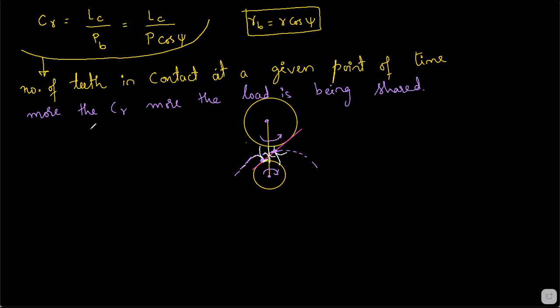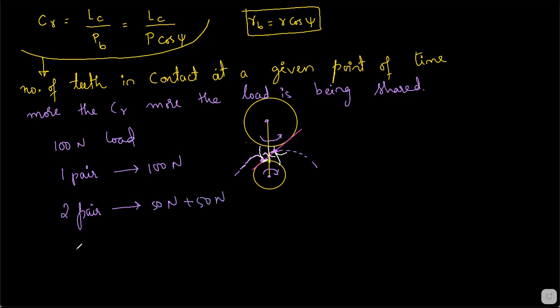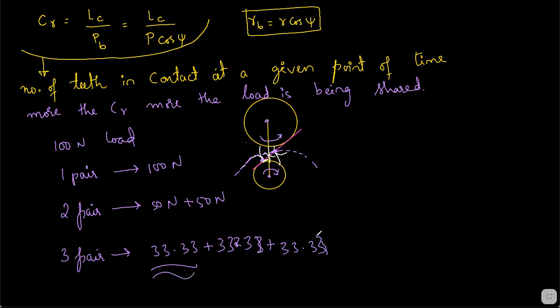Yes, definitely it is a good thing, because for instance, if you have 100 newtons of load, and you have 1 pair in contact, it means that 1 tooth has to take care of 100 newtons. If you have 2 pairs in contact, each pair will take 50 newtons. If there are 3 pairs, each pair will take 33.33 newtons. It means on each tooth the load is being decreased. It's a good thing, right?